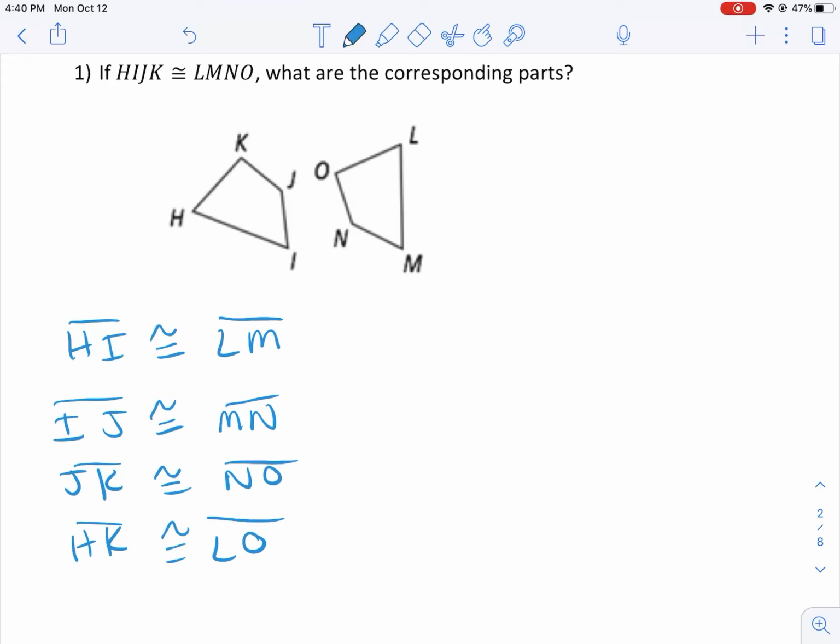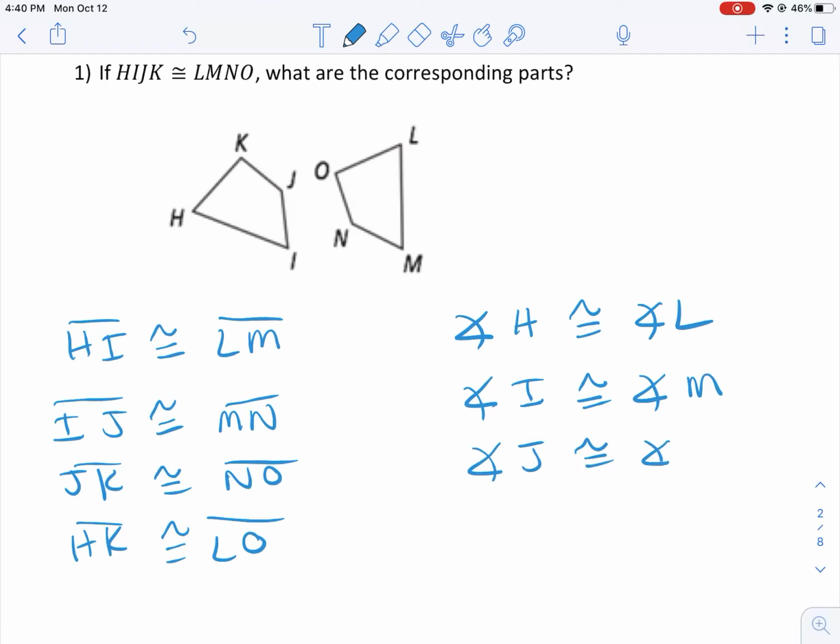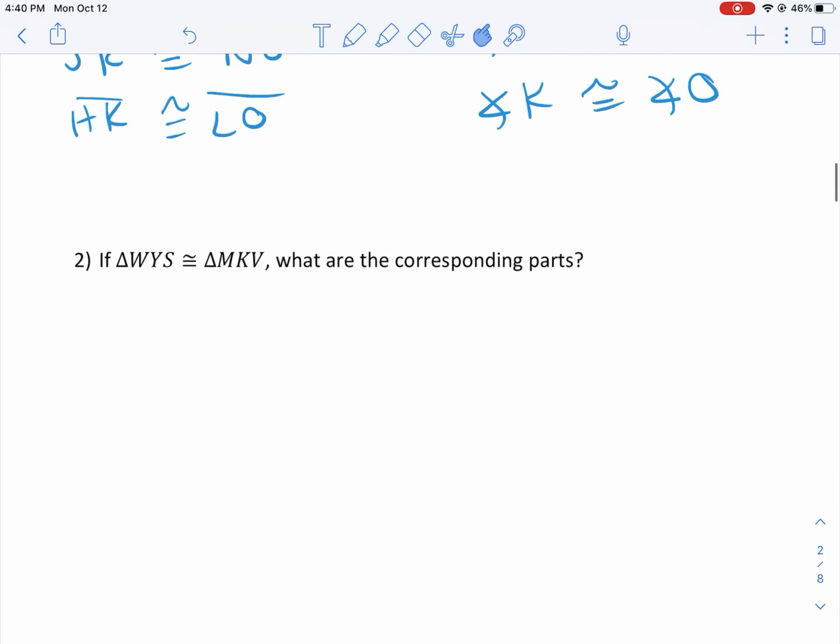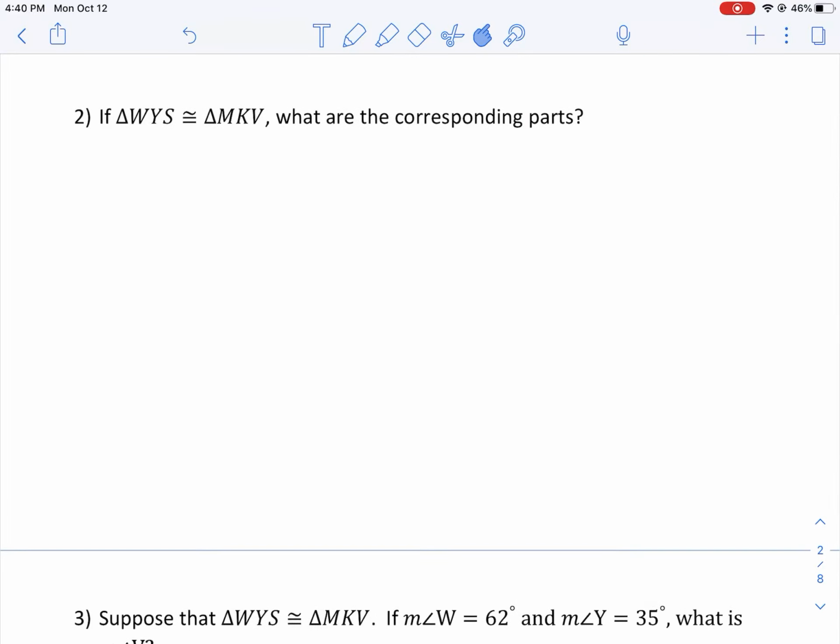The angles have to also be congruent to each other. These are easier because angles only need one letter in this picture. So angle H is congruent to angle L. They're in the same location in the congruence statement. Angle I is congruent to angle M. Angle J is congruent to angle N. And angle K is congruent to angle O. Again, they are in the same location in their corresponding polygons.